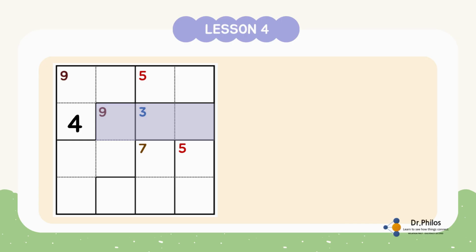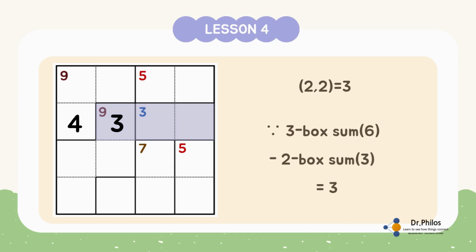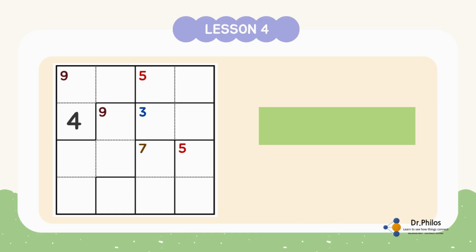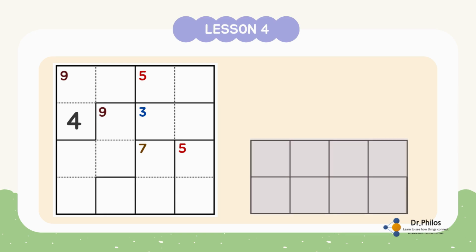2, 2 is 3, because the sum of the 3 boxes, 2, 2, 2, 3, and 2, 4 is 6, and since the sum of 2, 3 and 2, 4 is 3, 6 minus 3 is 3. Great job! If you know the sum of 4 boxes and 3 of them, it's a clue. And if you know the sum of 3 boxes and 2 of them, you can narrow down the numbers. It's the same if you know the sum of 8 boxes and 7 of them.